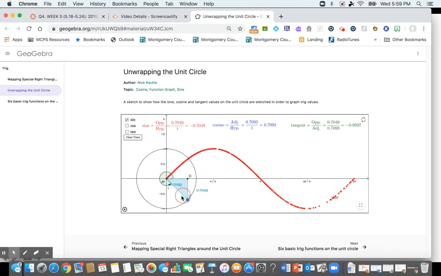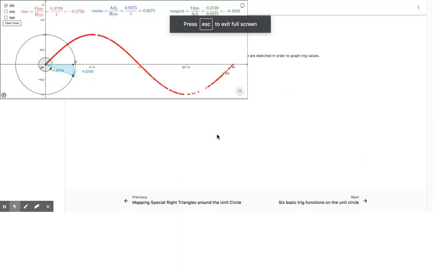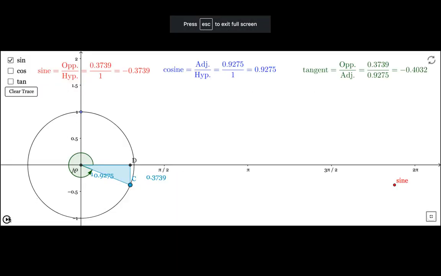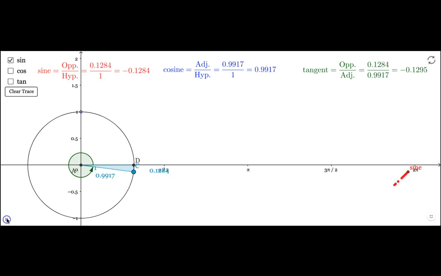Right? And it's only graphing that one time around, but that's kind of fun to look at. I can make this bigger. Oh, nice. Can I play it? Whoa. Right, and then it comes back to the beginning. Okay, pause. Let's look at cosine.